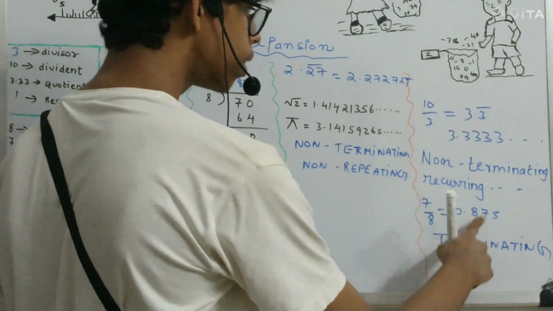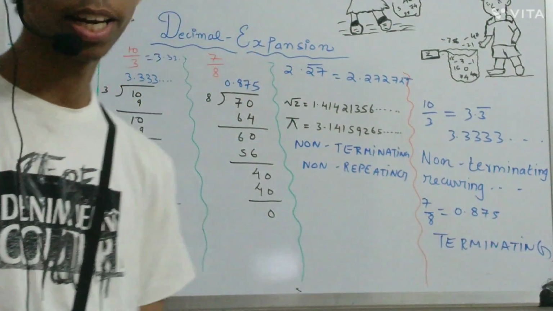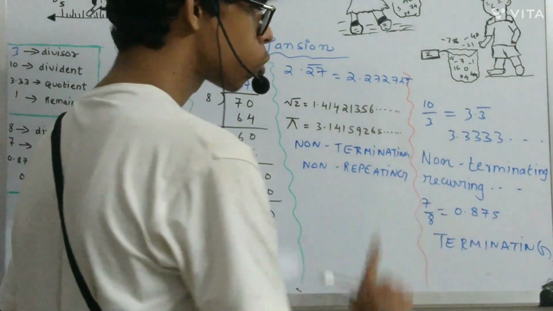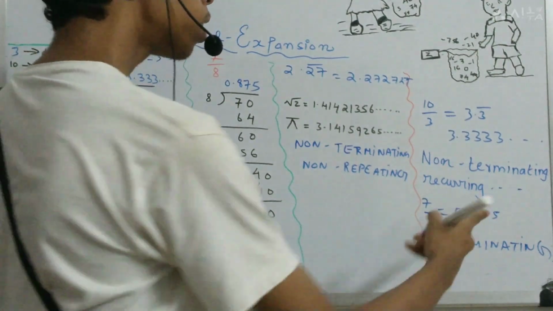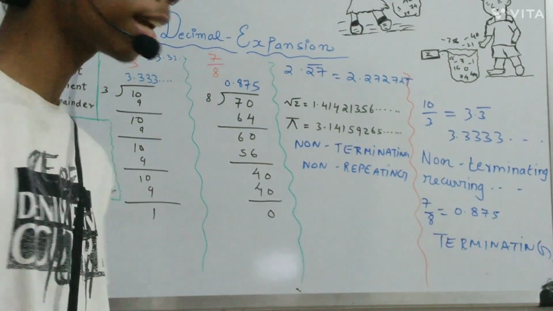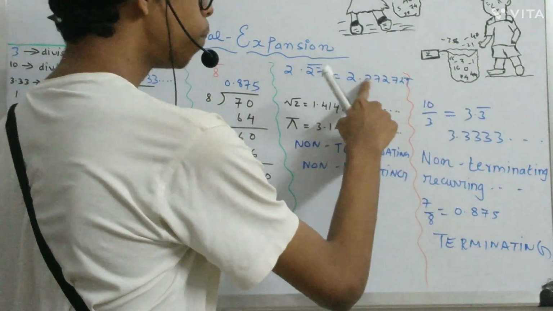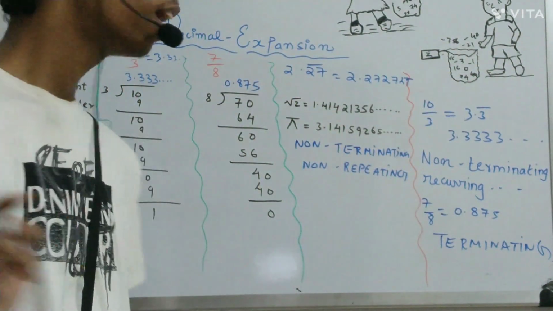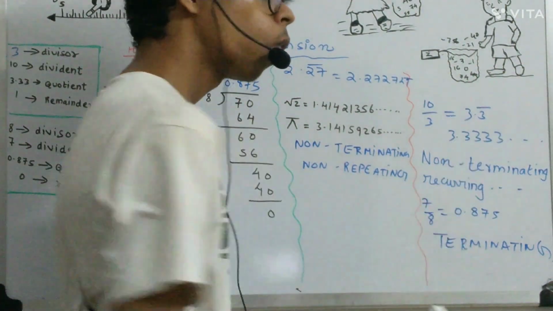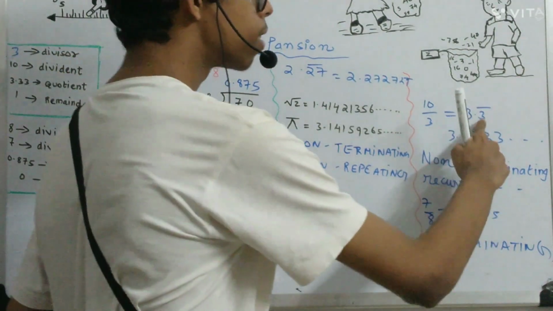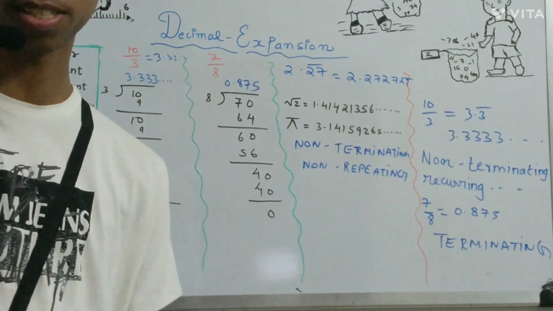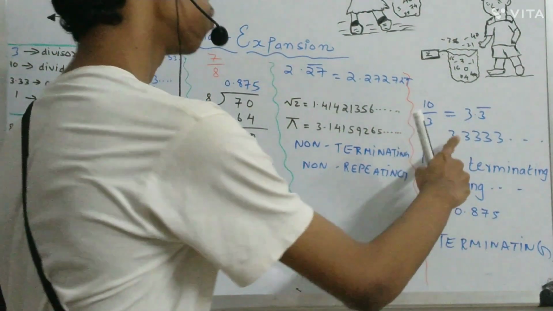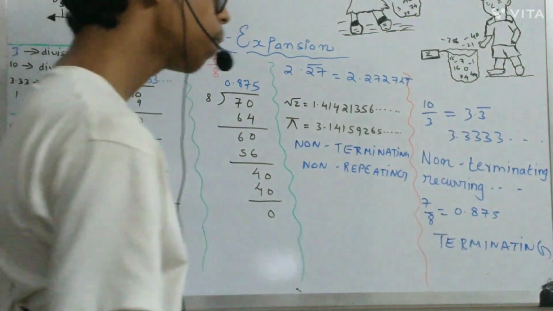Just see, in terminating there will be no dots, nothing. It will be a clear cut stop over there. If it is non-terminating recurring, you should see that if there is any number repeating like 2727, is it repeating and going like that in a particular order, or you should observe if there is a bar symbol above it. If there is a bar symbol, then definitely it is non-terminating, repeating.